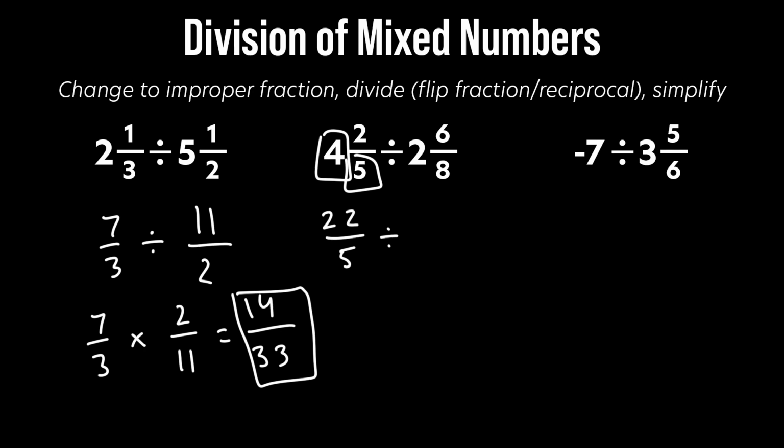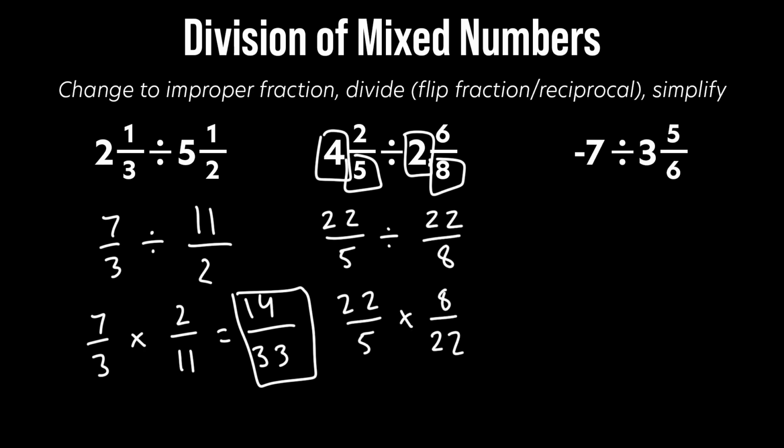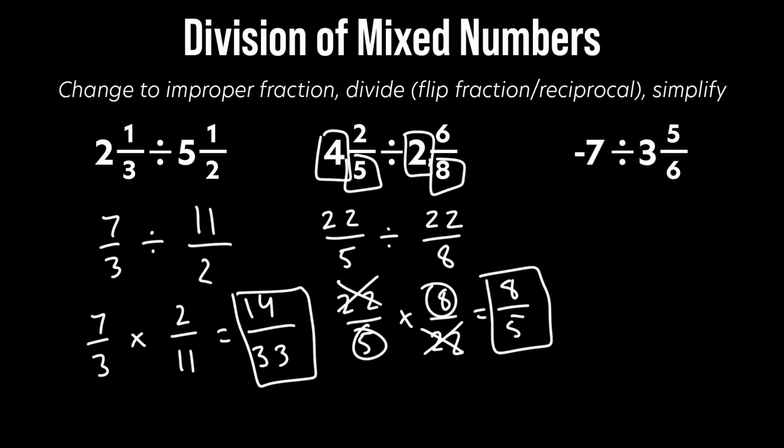Let's apply the same trick to the second mixed number. So 2 times 8 is 16. So 16/8. And then we're going to add the 6/8 here. And we'll have 22/8. 22/5 times 8/22. The 22 and the 22 actually cancel out. So we end up with 8 on the numerator and 5 on the denominator. So we have 8/5. And that's our answer.